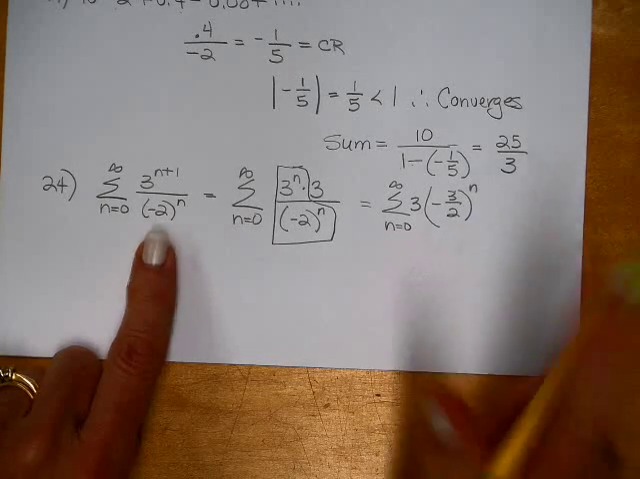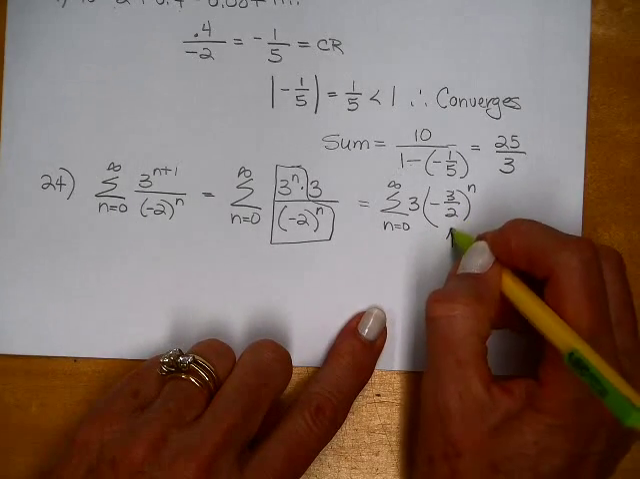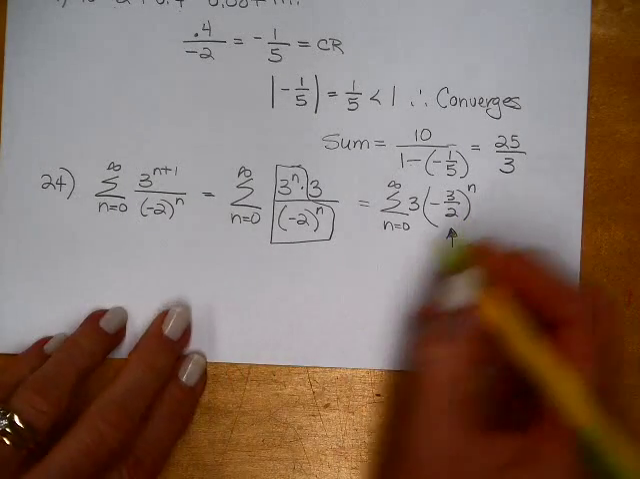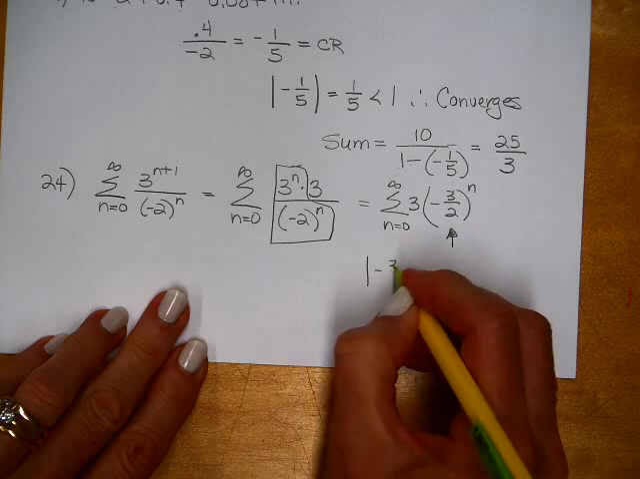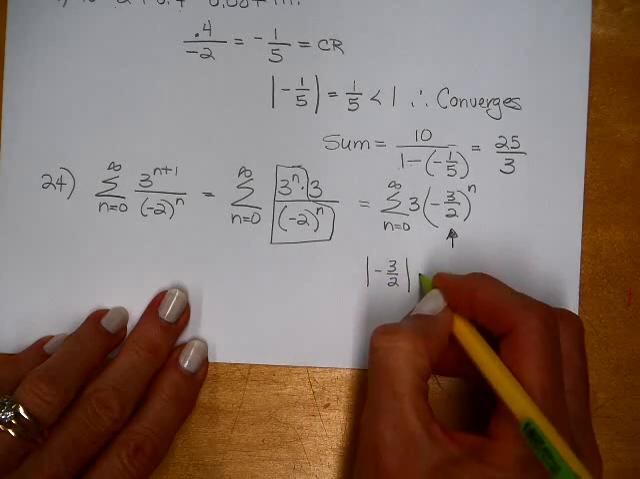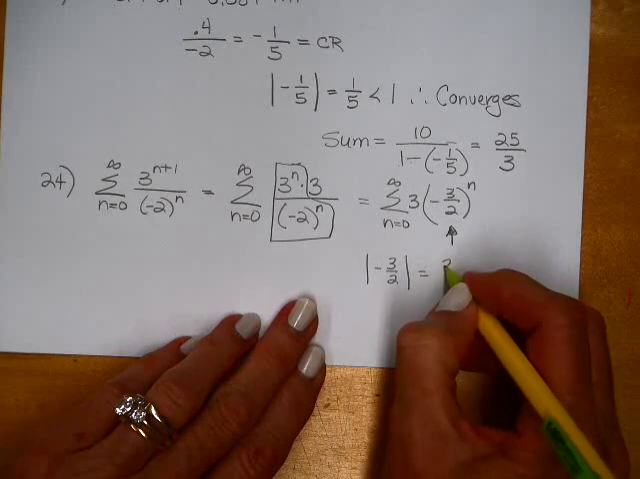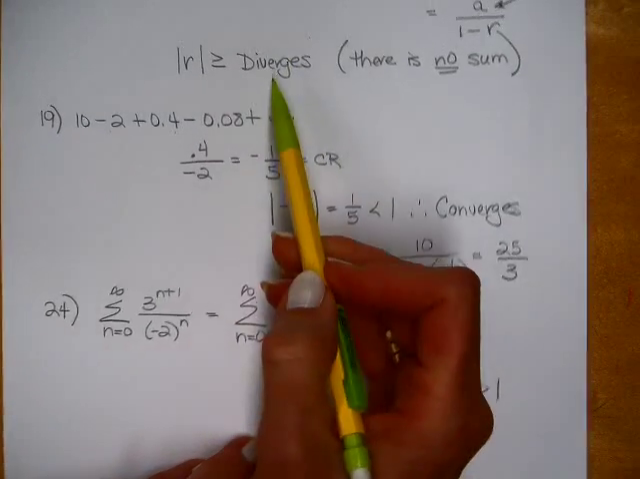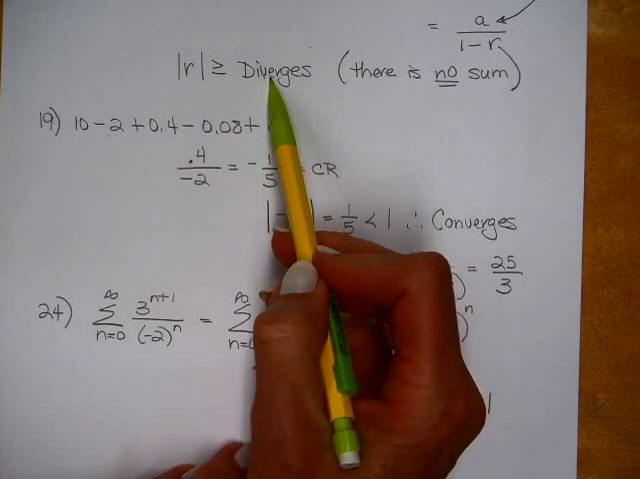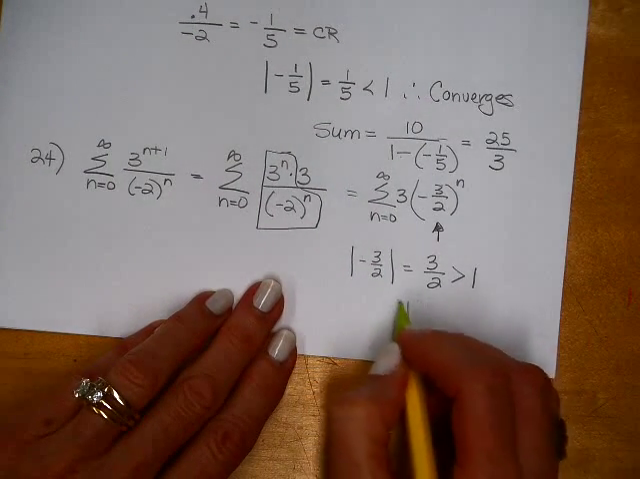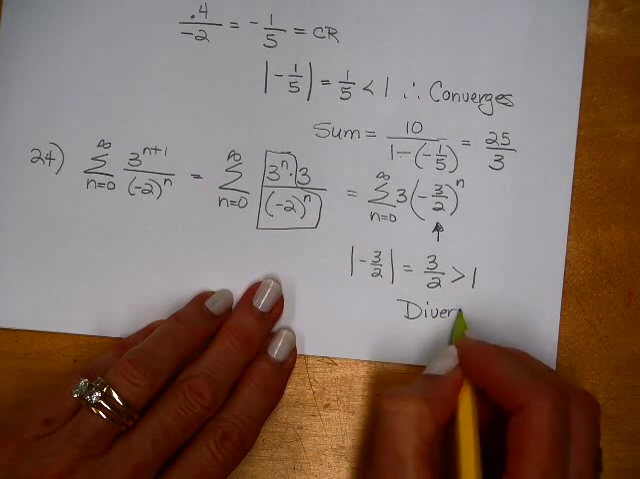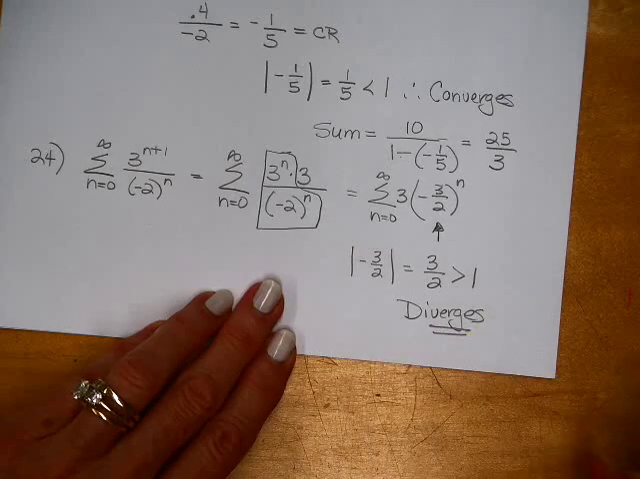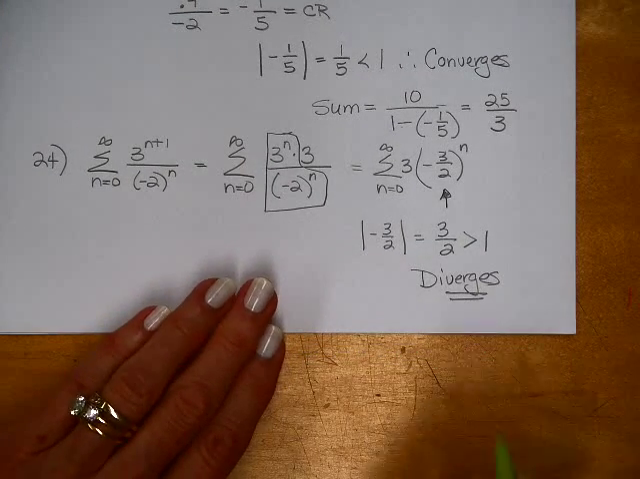All right, now that I'm in this form, this is my common ratio. This is my r. So the absolute value of -3/2 is +3/2. That is bigger than 1. If the absolute value of r is bigger than 1, my series diverges, and it has no sum.